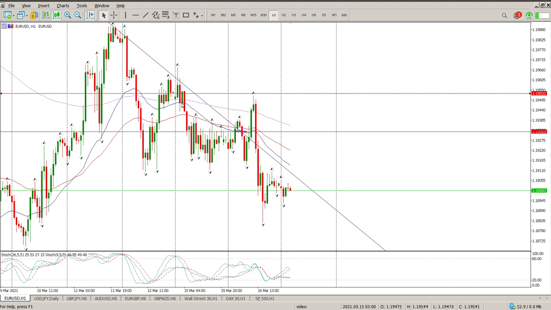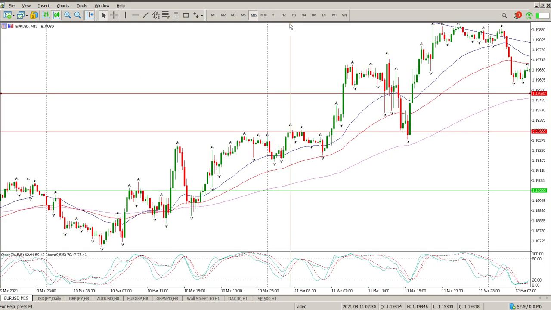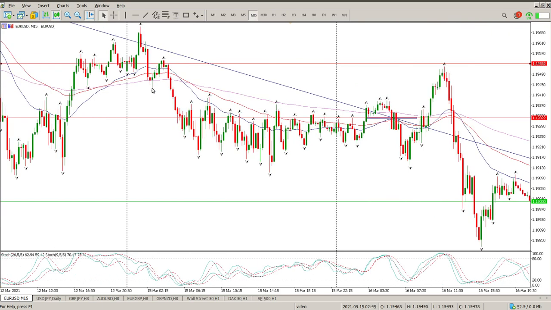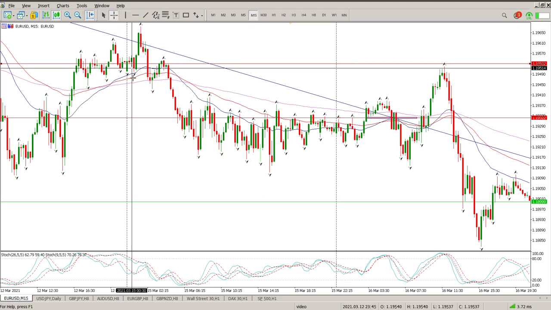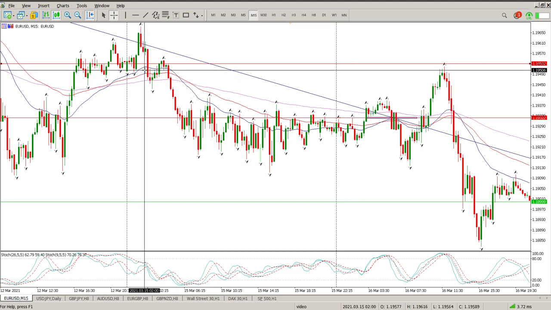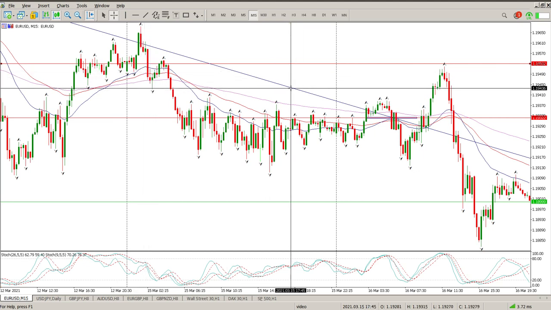If you just look to the left, you'll see there's lots. Each one of these tails is an ambush area. There's no fractal there, but it probably would have been on the 15. Yeah, you can see there's a lot on the 15 here. Each one of these tails, you just put a level on there, and you would have had a multitude of levels here, which would have given you a much stronger opportunity.